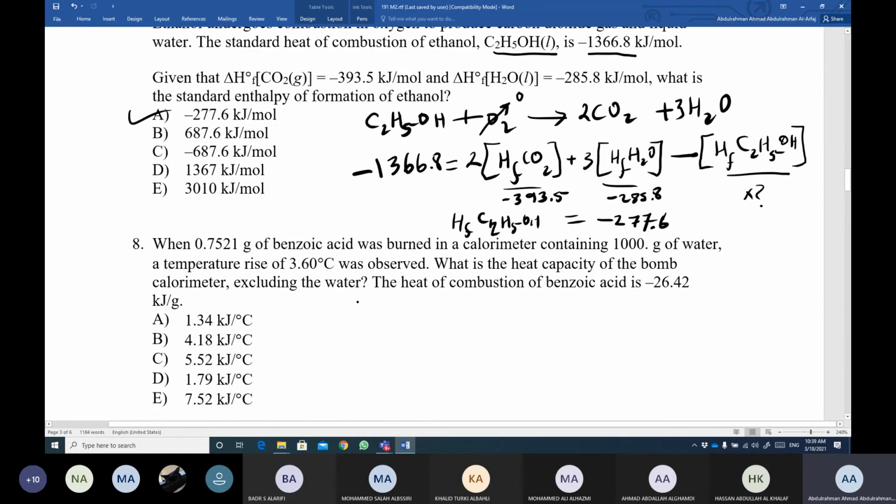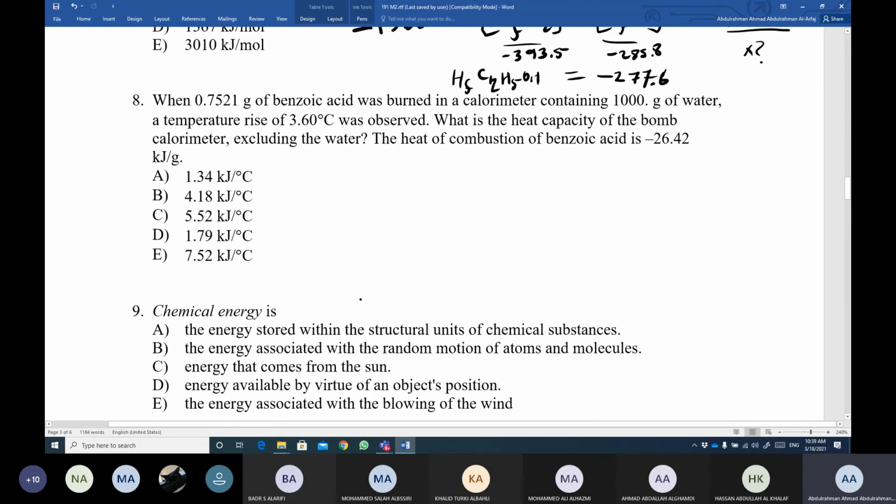Okay, number 8. When 0.7521 gram of benzoic acid was burned in a calorimeter containing 1,000 gram of water, the temperature rose to 3.60. What's the heat capacity of the bomb calorimeter, excluding the water? The heat of combustion of benzoic acid is minus 26.42 kilojoule per gram. So what's Q in this case? Q reaction.